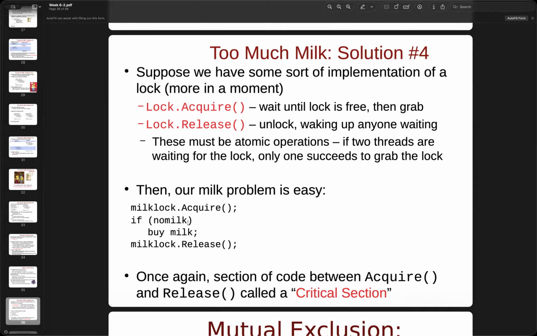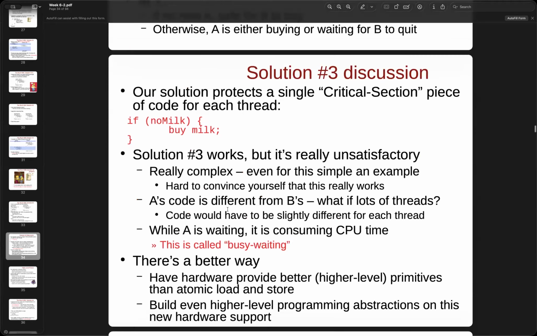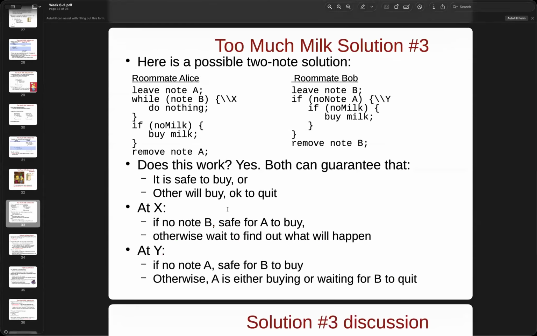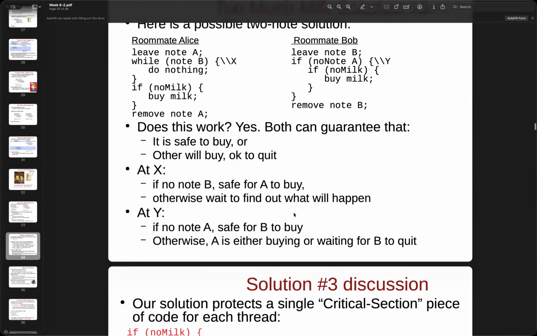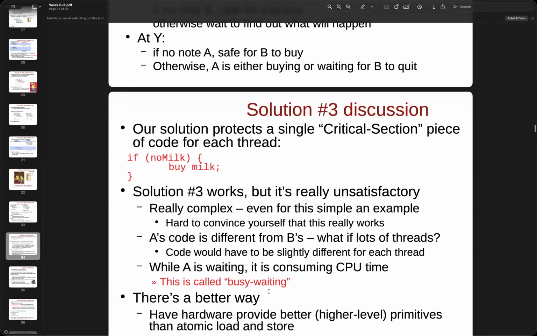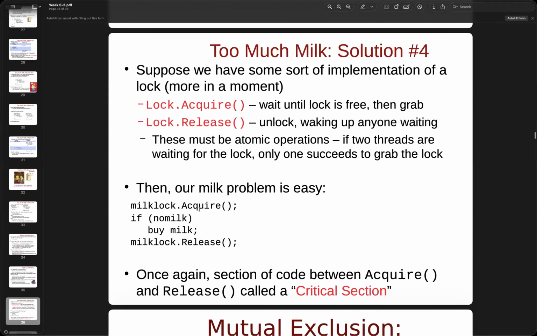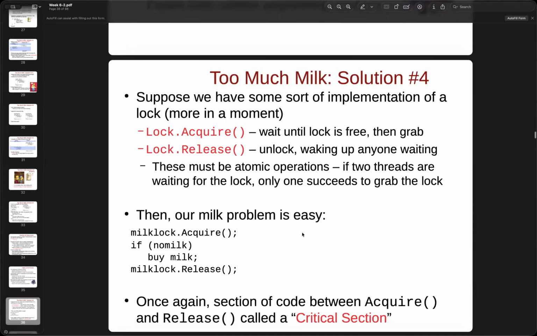It is a critical section. But this time, if we compare it with solution 3, where we were checking the notes or checking while not, this time is better because we don't want to stay in busy waiting. Instead, we check if the lock is free, and once it's free, we grab it. So it will be better. It's way better than just doing busy waiting.